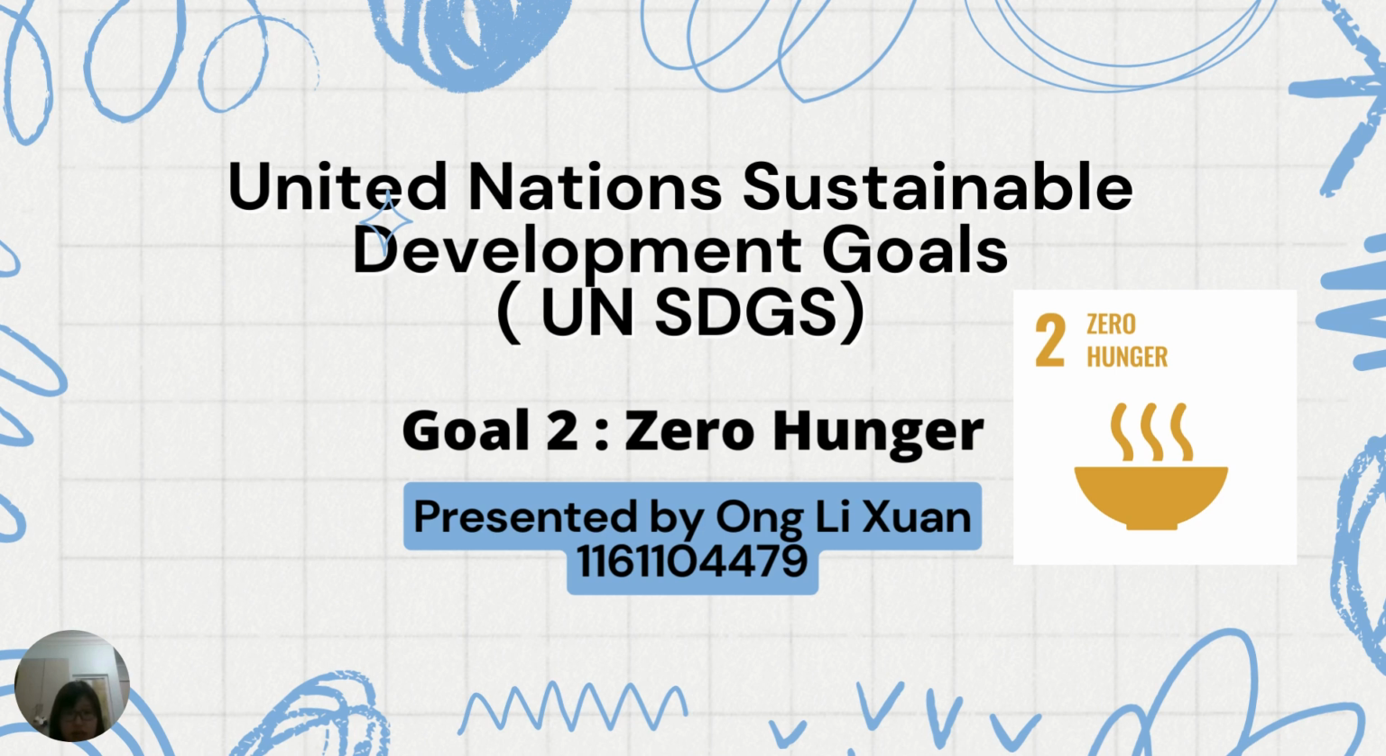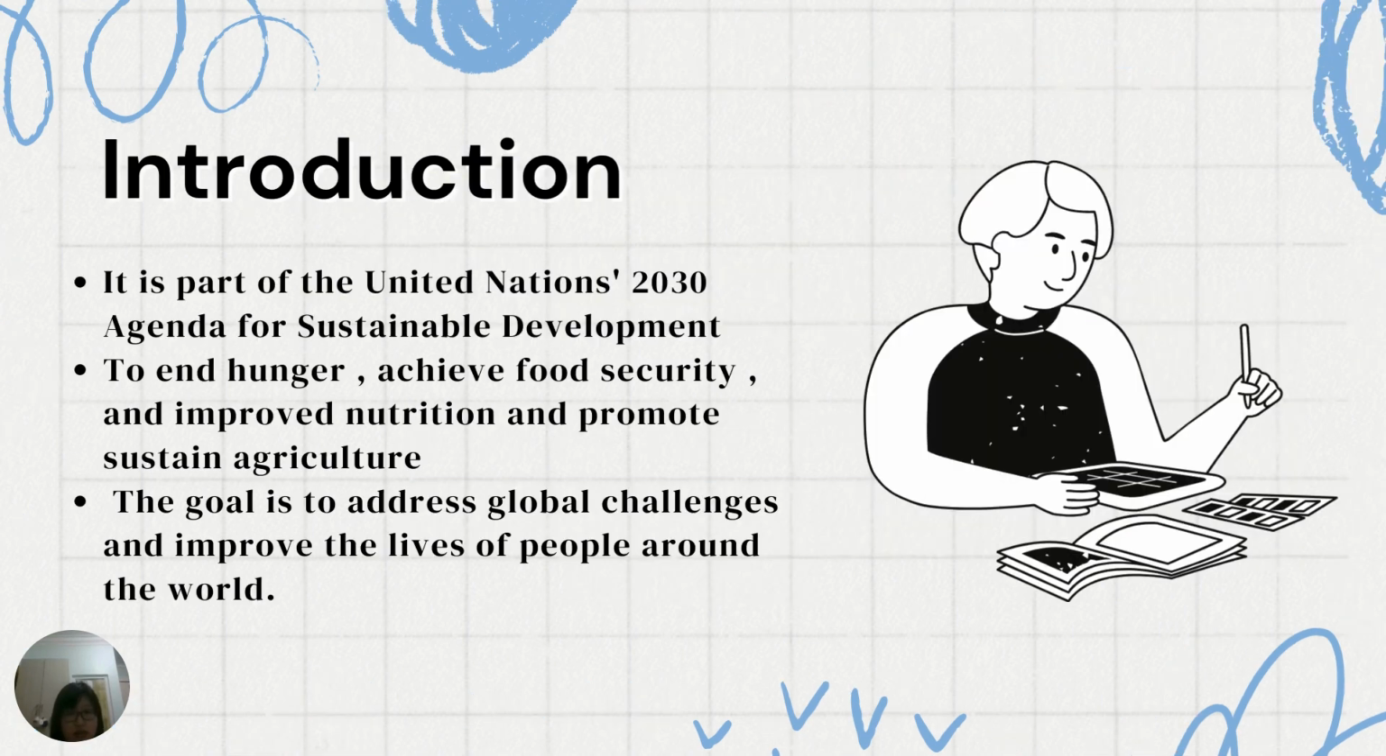Today we will be going through our discussion on the United Nations Sustainable Development Goals, or UN SDGs for short. There are 17 goals, and the goal I have selected for the discussion is Goal 2, which is Zero Hunger. Now let's move on to the introduction of the goal.